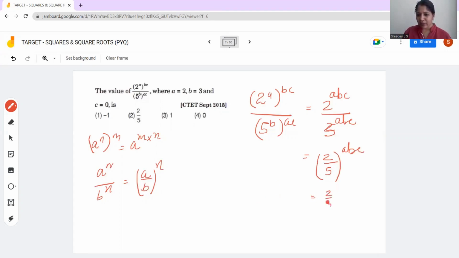So 2 upon 5 the whole power 2 into 3 into 0. Any number multiplied by 0 is 0 only. So 2 upon 5 the whole power 0 will come. So it is 1, because any number to the power 0, according to the law of exponents, is 1. So we'll be getting the answer option 3.